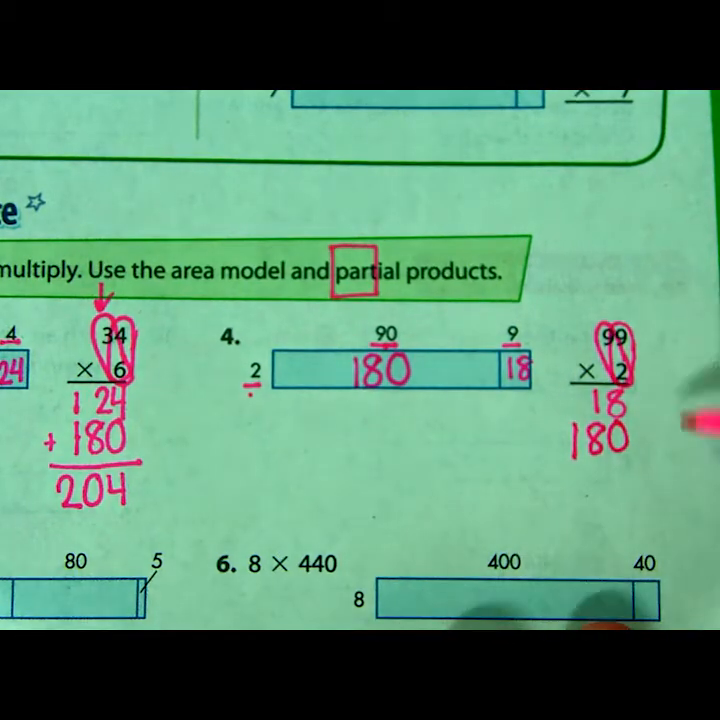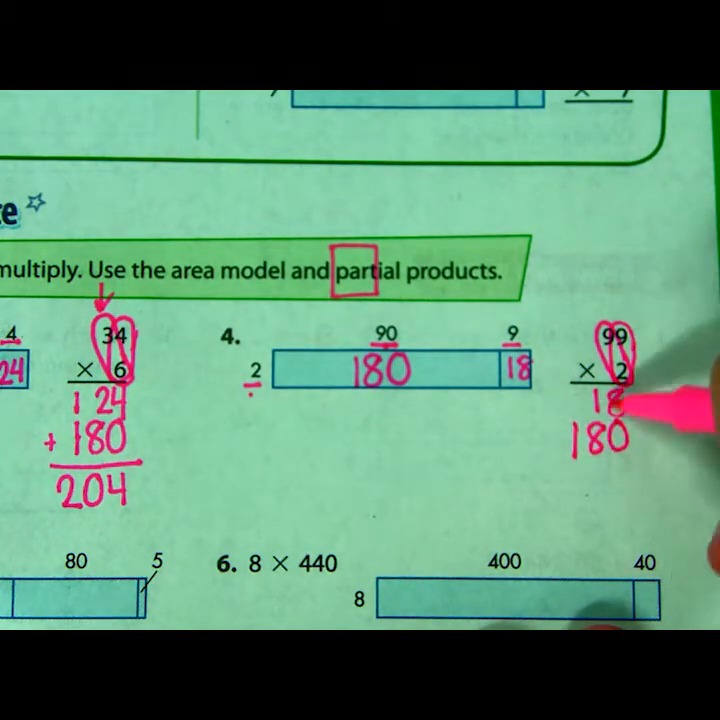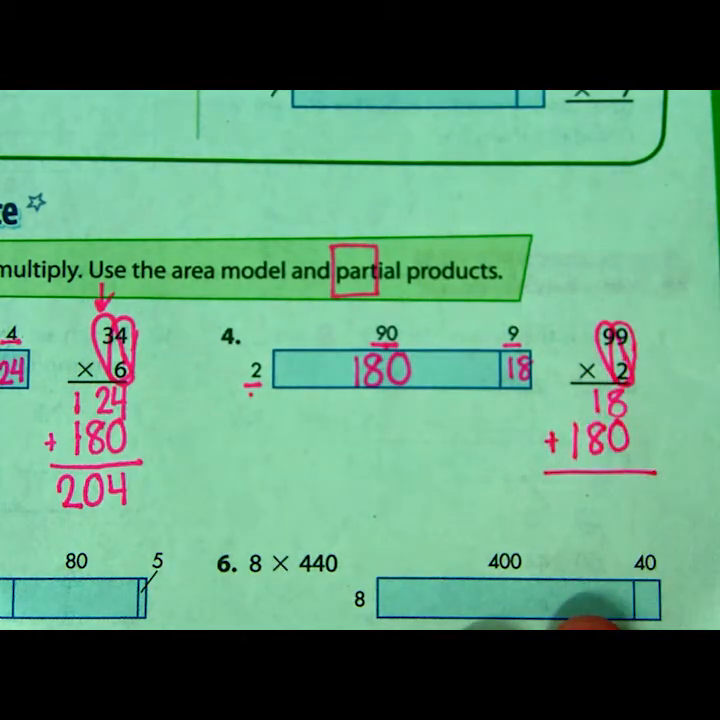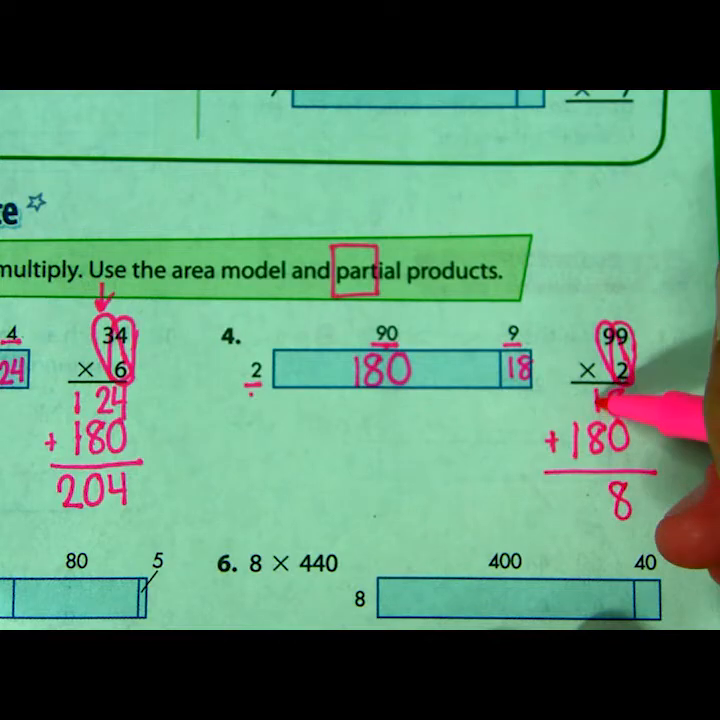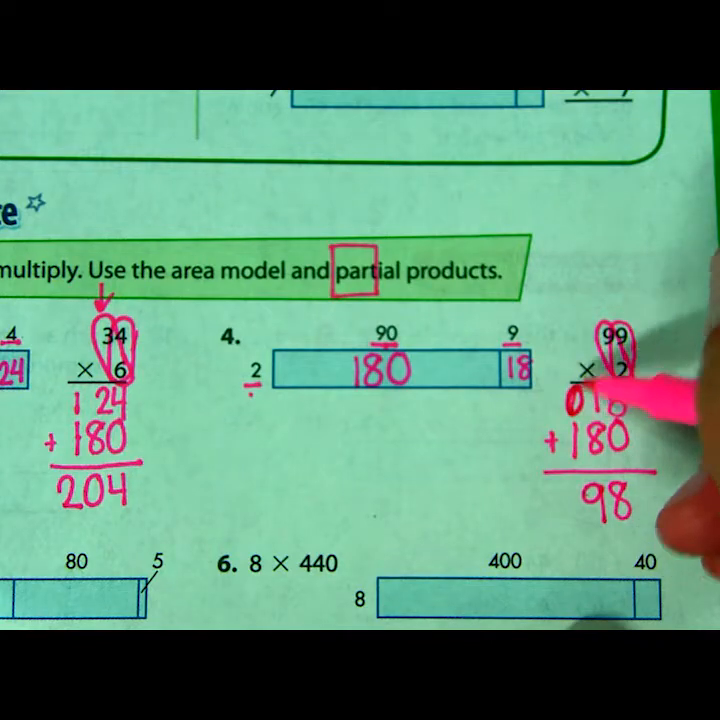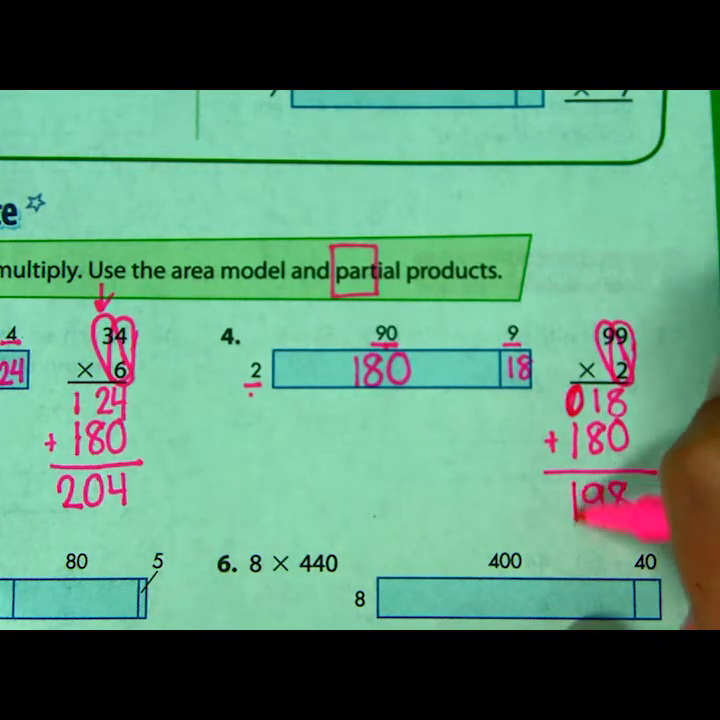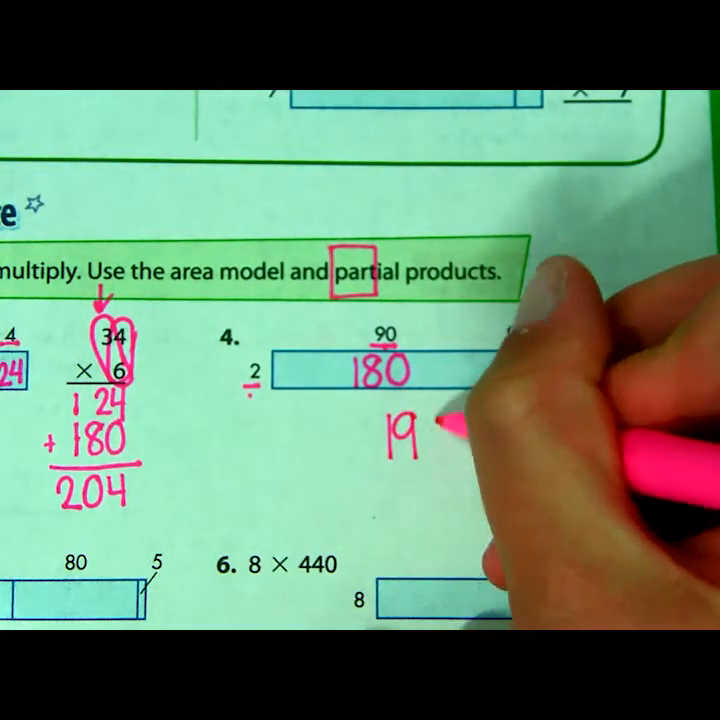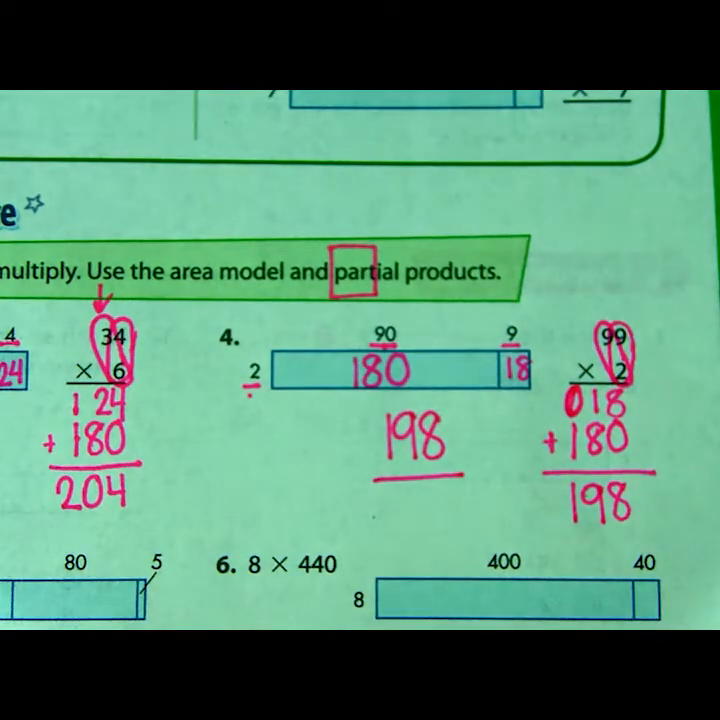Make sure when you're recording it over here that your place values align. Then you can add. Start in the ones place. 8 plus 0 is 8. 1 plus 8 is 9. And 1, we're not adding anything to it here. So 1 plus nothing is 1. We have a product of 198.